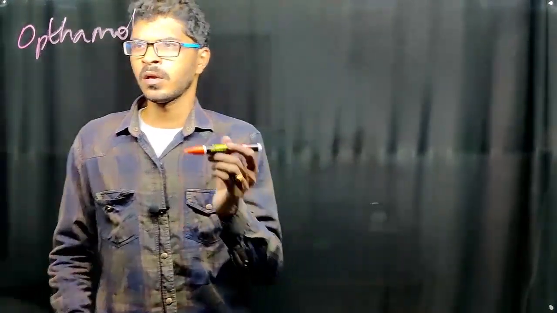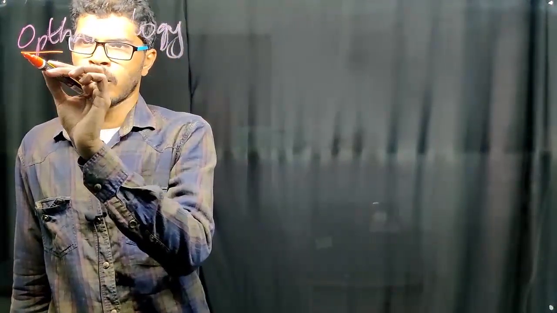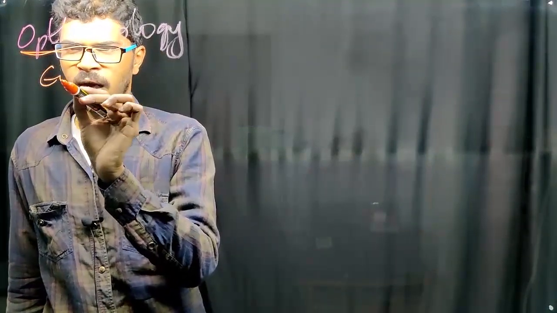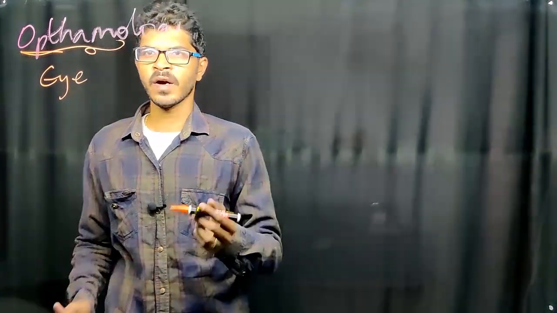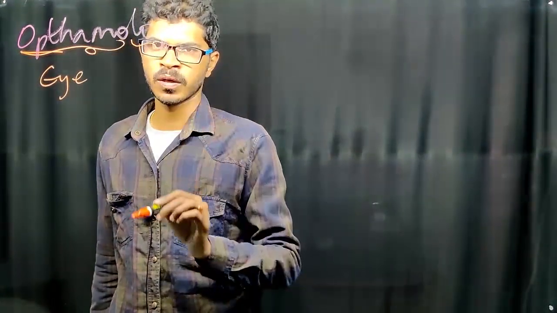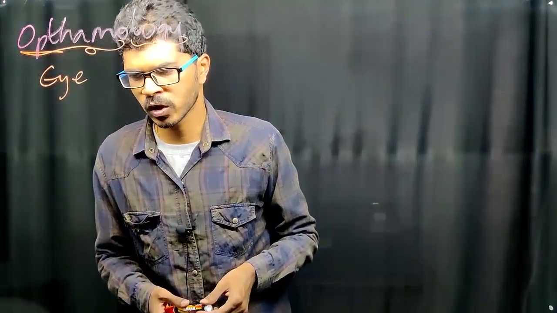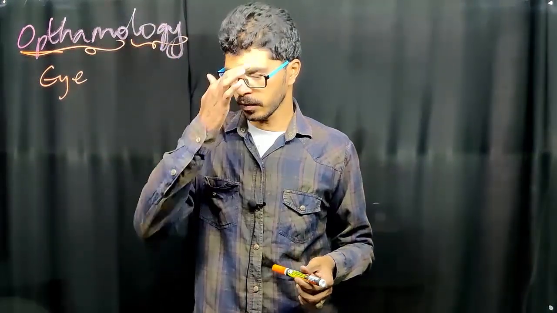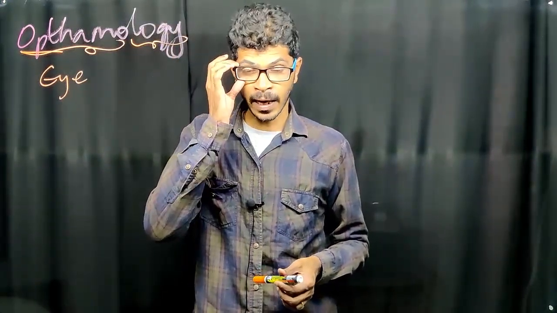Ophthalmology. What do you mean by ophthalmology? What does it deal with? Optos means eye. Again, it is from the Greek origin, eye. The study of eye-related problems, health issues, and vision problems of the eye is called ophthalmology. And the person who is specialized in treating eye-related diseases is called an ophthalmologist.